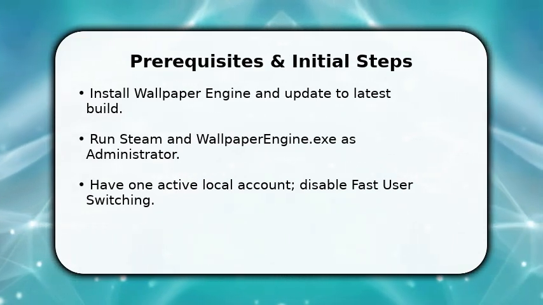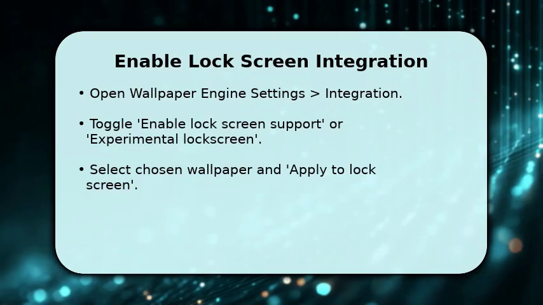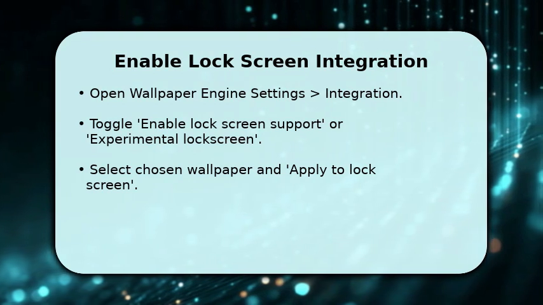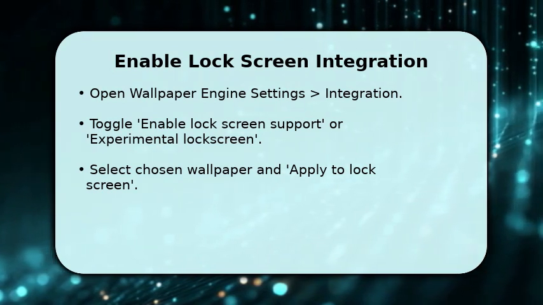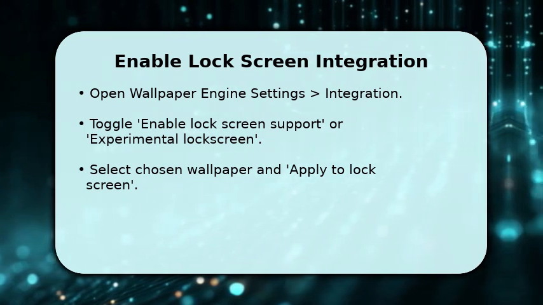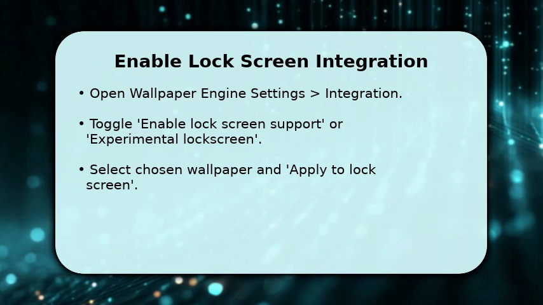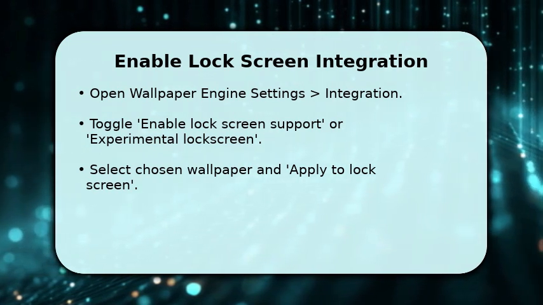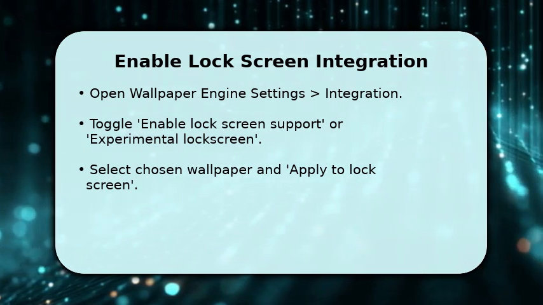Now you enable the integration that lets Wallpaper Engine provide imagery to the lock screen. Go to Settings, then Integration, and toggle the lock screen support option. This often requires a restart of Wallpaper Engine or Windows components, so make sure to apply and confirm.